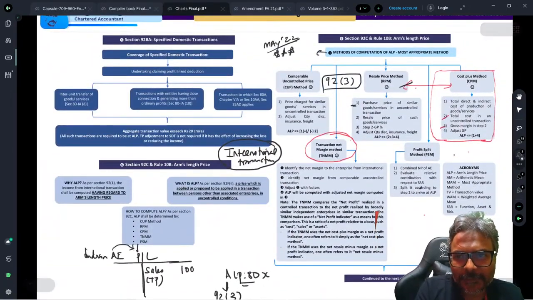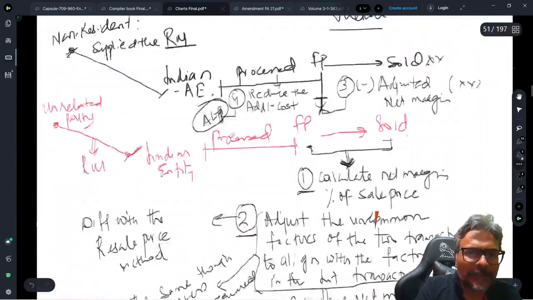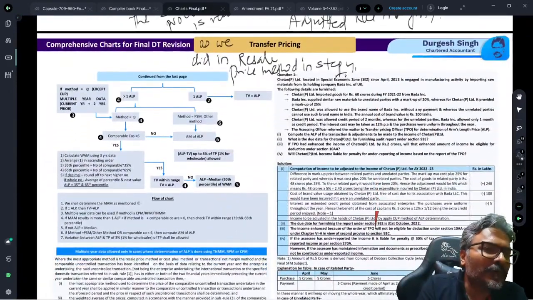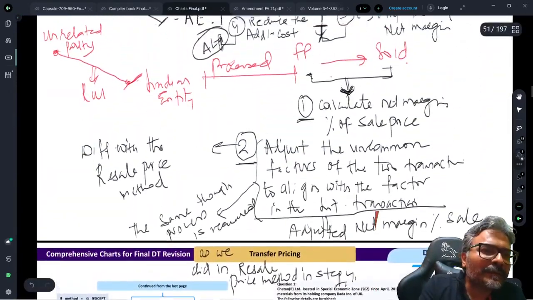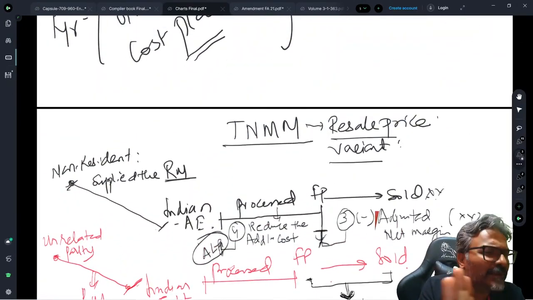Now, students, over here, if you see, all of you, methods are through. Important practicals I have given. These are the limited questions. You will say, sir, we could have done one question on transaction net margin method. See, there is no question on transaction net margin method. There is only a probability that it will come in the examination.